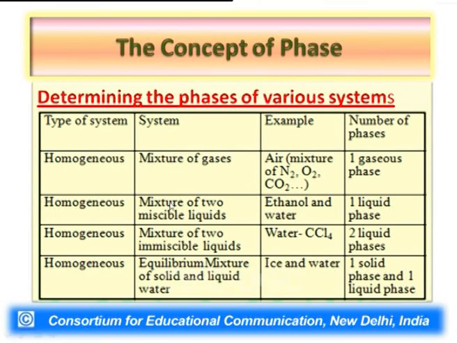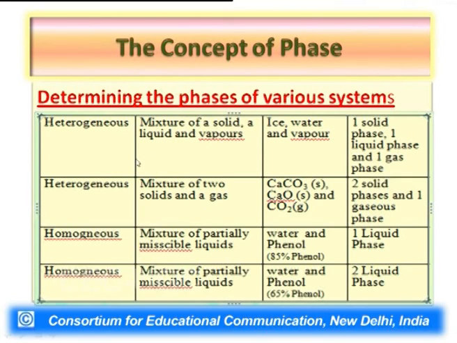Now, a mixture of two miscible liquids, ethanol and water, we also took up; there is only one liquid phase. Water and carbon tetrachloride have two liquid phases, because they are immiscible and make two liquid layers. Therefore, this is not homogeneous. The third one is not an example of a homogeneous system, but is a heterogeneous system. So, this should be corrected here. Now, coming to an equilibrium mixture of solid and liquid water, ice and water, it is again a heterogeneous system, not a homogeneous one. So, the first two are homogeneous systems, the next two are heterogeneous systems.